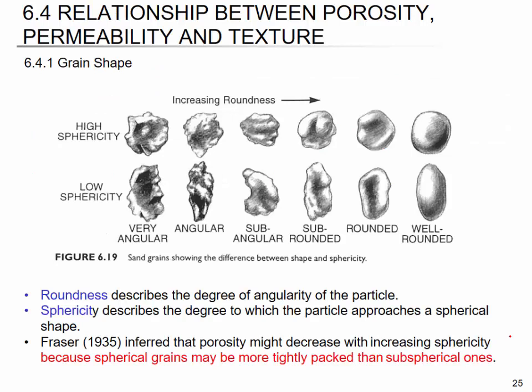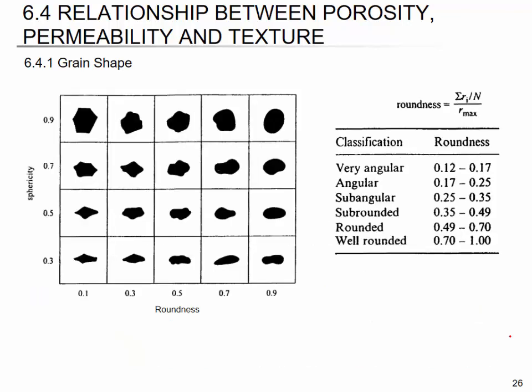And the relationship between porosity, permeability and texture, I think we talked about this in the porosity lecture. When we talked about porosity, the grain shape affects the permeability. So when you have increasing angularity and decreasing sphericity, then you have increasing porosity, right? So as the particle gets more angular, porosity increases, so the permeability also increases. So that's basically the same.